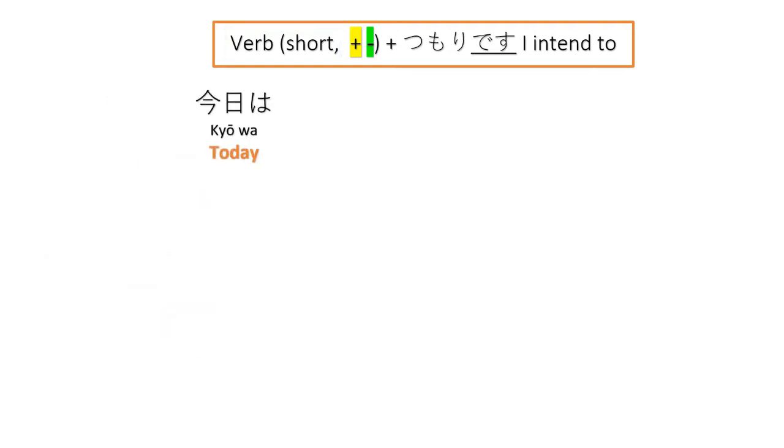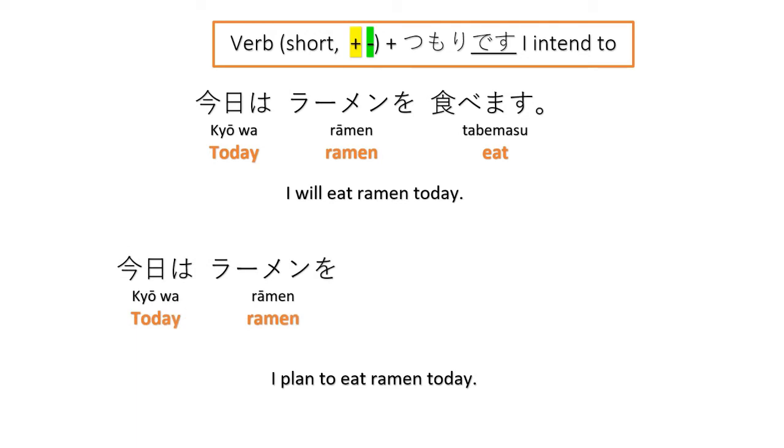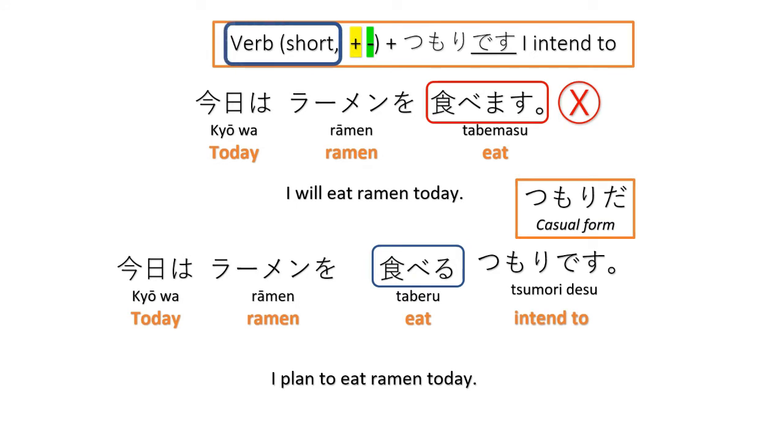Another example, Kyou wa ramen o tabemasu. A simple sentence which means I will eat ramen today. Now to say I plan to eat ramen today, say Kyou wa ramen o. Of course, we do not use tabemasu because it is in the polite form. So we say taberu. Taberu. Now it is in the short form. Now we can add tsumori desu or tsumorida.